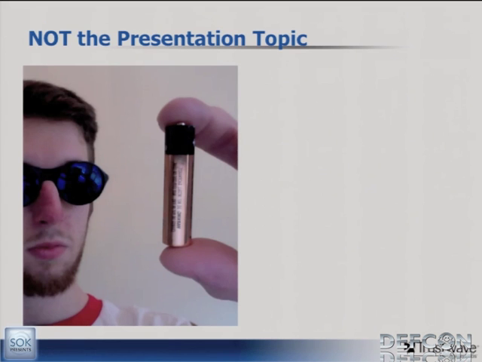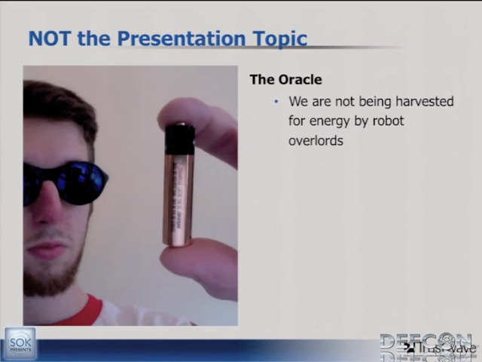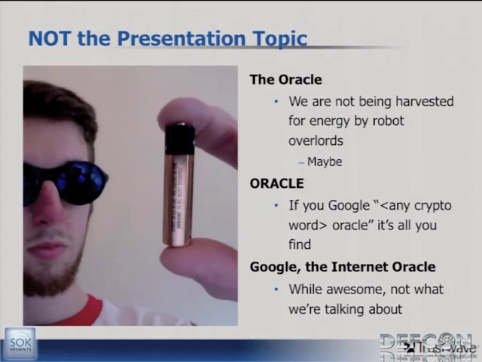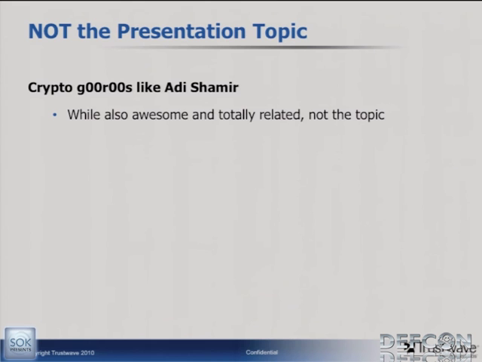So let's talk about some things that are not the presentation topic. We're not talking about the oracle. We're not being harvested for energy by robot overlords. Possibly. We're not talking about the company Oracle. Fun fact, if you Google for any crypto word followed by Oracle, you'll probably find Oracle users asking how to encrypt their database. We're also not talking about Google, the Internet Oracle. We're not talking about cryptographic gurus like A.D. Shamir. If you don't know who Shamir is, he's the S in RSA. Also awesome, but not the topic.